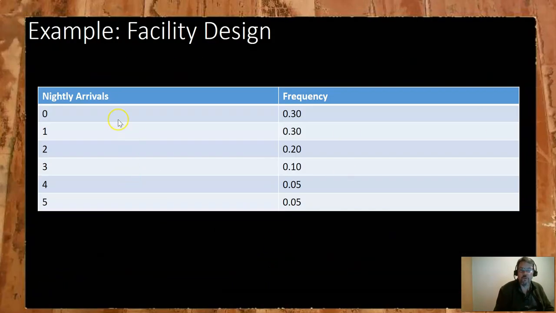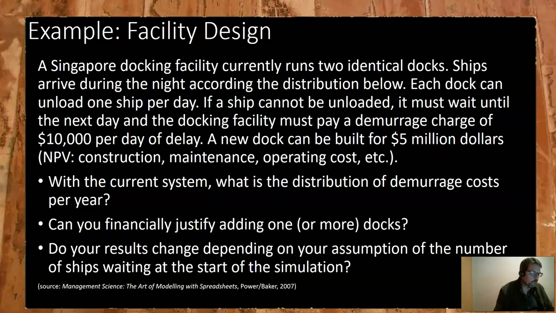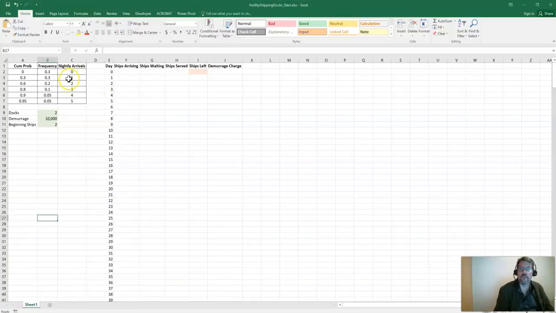Here's the distribution of arrivals that's mentioned. There's a 30% chance of no arrivals, 30% chance of 1, 20% chance of 2, 10% chance of 3, and so on. That's reflected in the spreadsheet. I've already put that in here as a discrete distribution, so you could make this light green as an input. The other input is that we actually start the problem with a single dock.